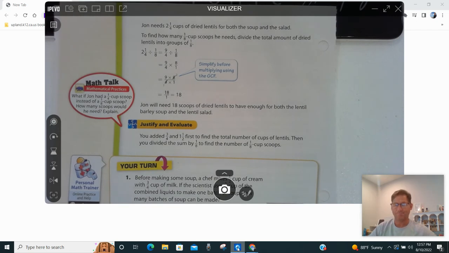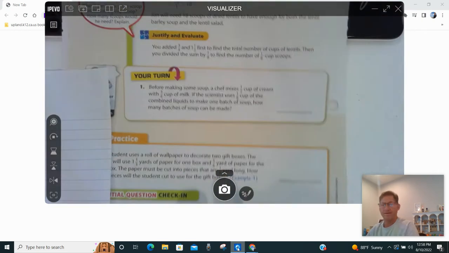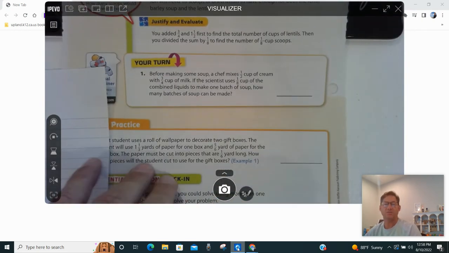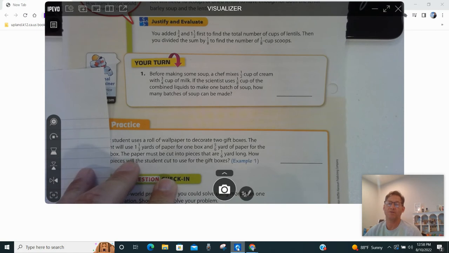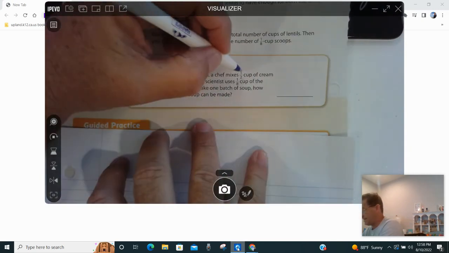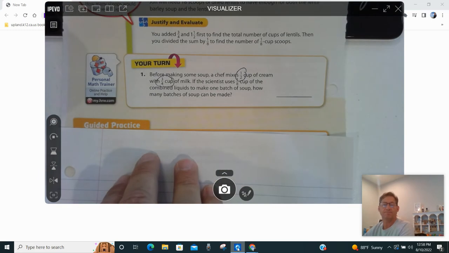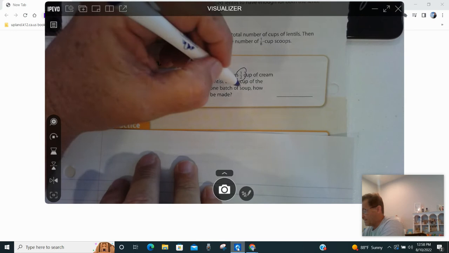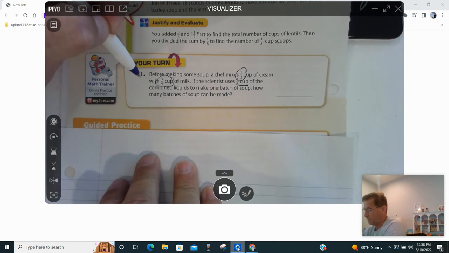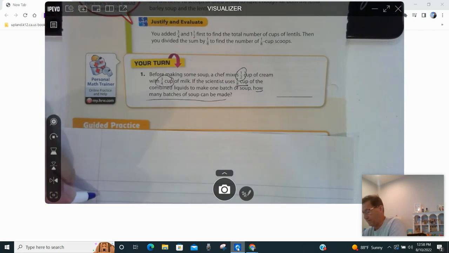Okay, so number 1. Before making some soup, a chef mixes 1/2 cup of cream with 3/4 cup of milk. If the chef uses 1/8 cup of the combined liquids to make one batch of soup, how many batches of soup can be made? So we see that he has 1/2 cup of cream, 3/4 cup of milk, and he uses 1/8 cup to make one batch. We need to find out how many batches of soup we can make.